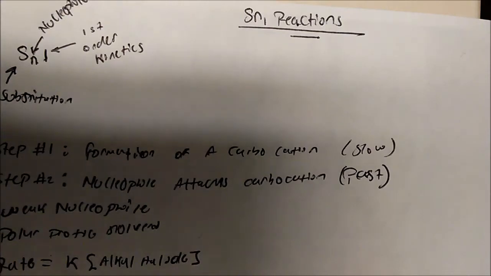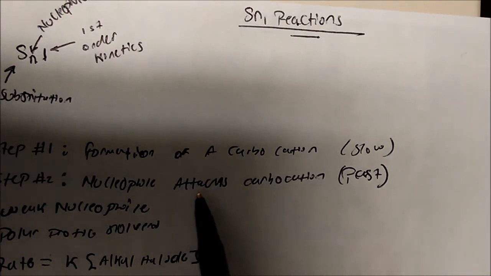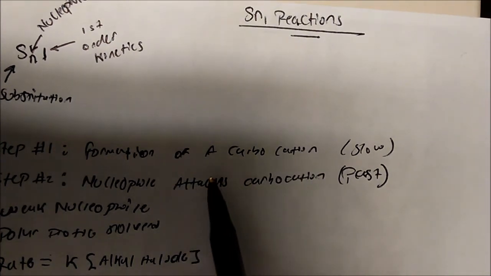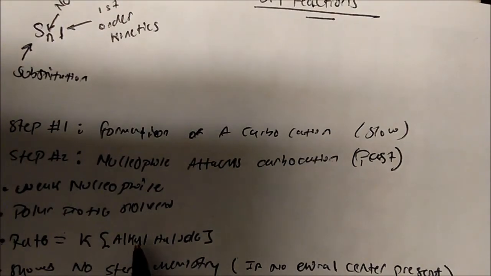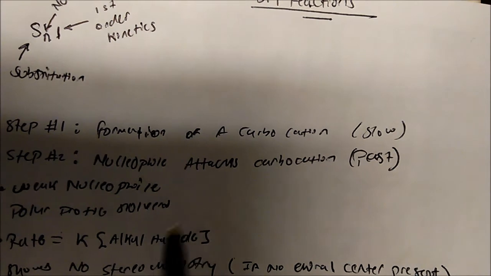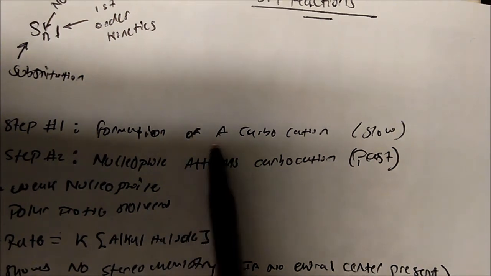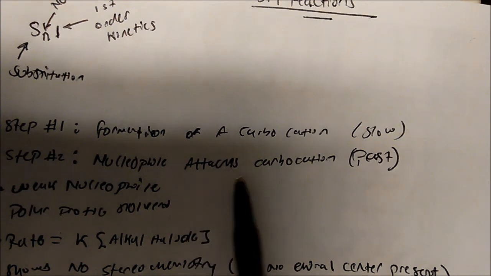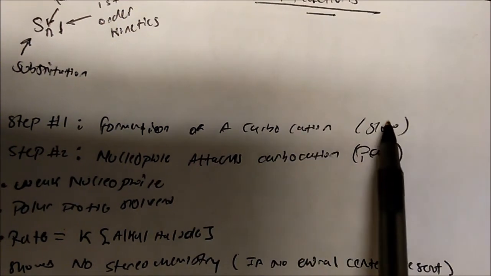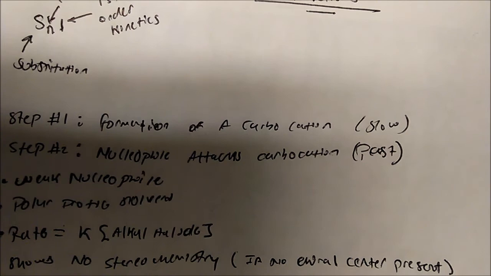These are nucleophilic substitution reactions that follow first order kinetics, which means that the rate law is just dependent upon the concentration of the alkyl halide. Right now, these have a couple steps. The first step, you form a carbocation intermediate, and then the nucleophile attacks really fast. So that will be your fast step.